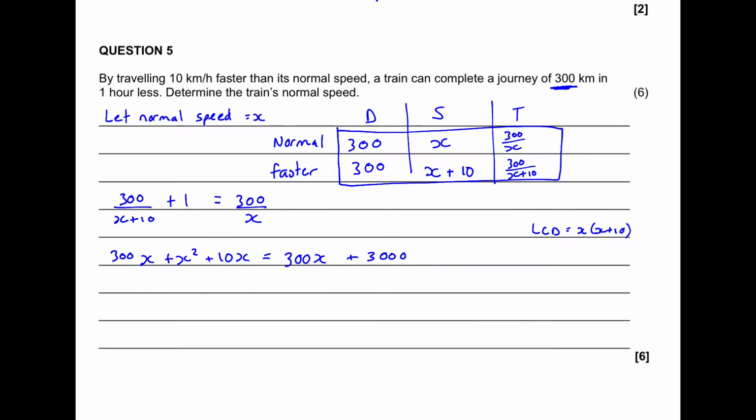All right. So make your equation equal to 0. So we've got x squared plus 10x. It simplifies quite nicely because the 300x's on both sides cancel out. And then your constant, your 3000, you can bring it over to get negative 3000. And that equals 0. Now factorize. And you can use your calculator to factorize these big numbers. So x minus 50, x plus 60 equals 0. Therefore, x equals 50 or x equals negative 60.